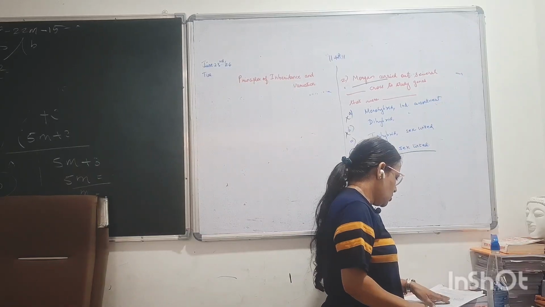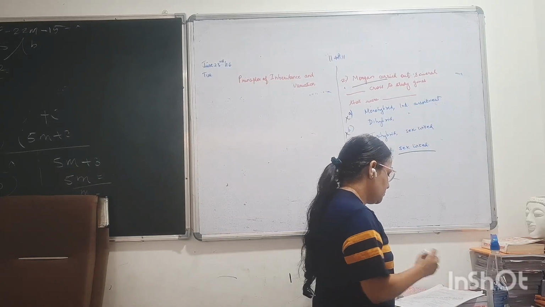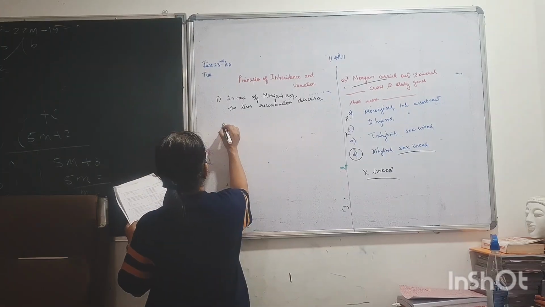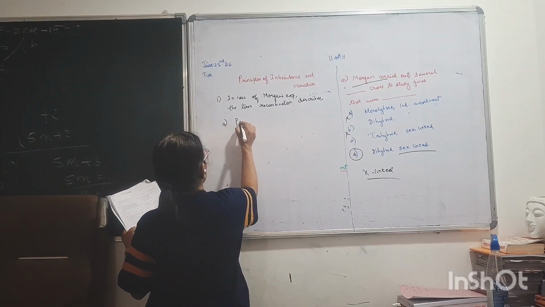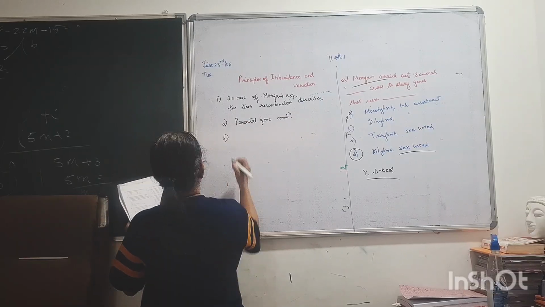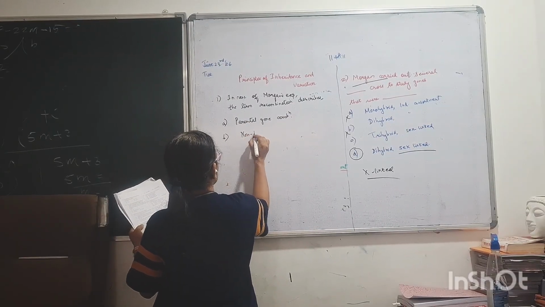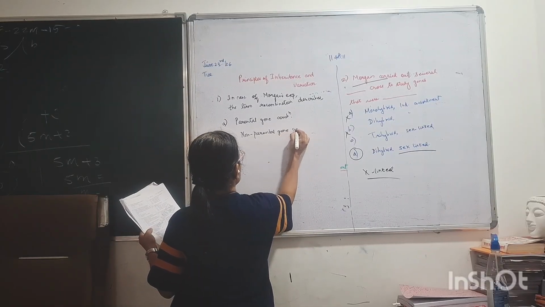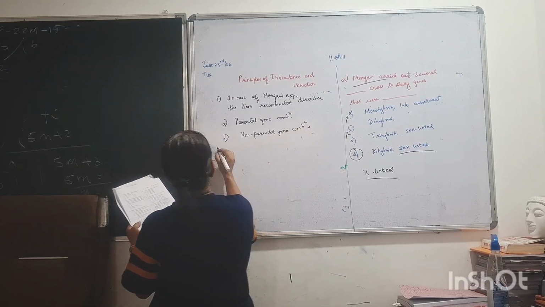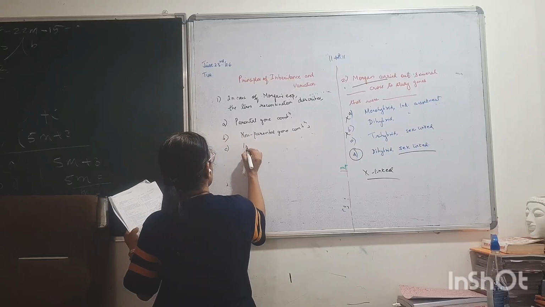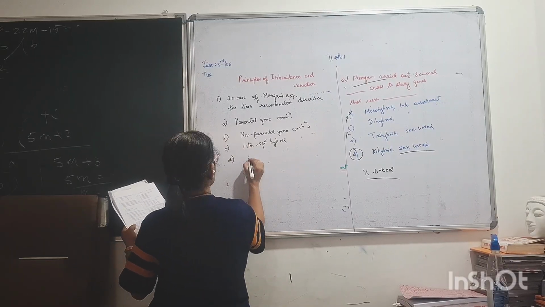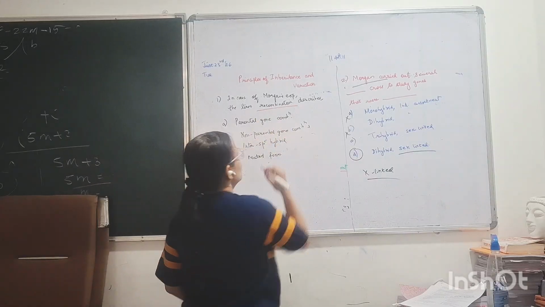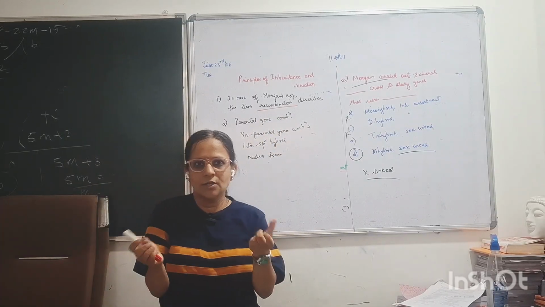In case of Morgan's experiment on Drosophila, the term recombination describes what? First option is parental gene combination. Second, non-parental gene combinations. Third, interspecific hybrid. And last is mutant form. Answer is very straightforward. Four options are given. Now they are saying that in Morgan's experiment, what does recombination mean?